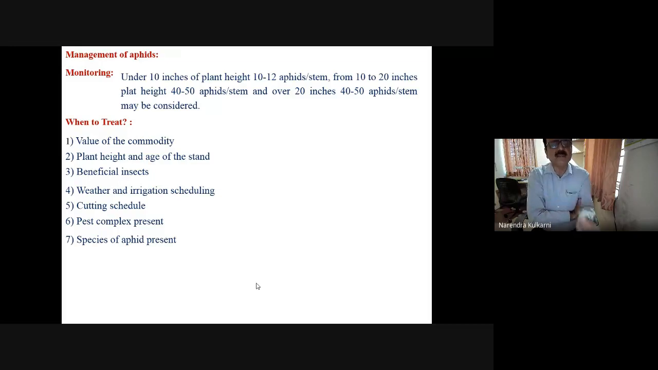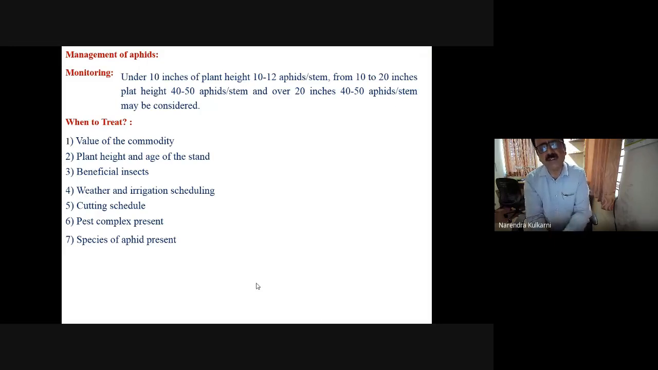Of course, sometimes when there is a serious problem of disease and pest, we have to recommend alternate methods or relatively economic pesticides. We are aware of new generation chemicals as well as old generation chemicals, but still, looking into the value of the commodity, we recommend relatively cheap chemicals which can take care of these insects. So there are various factors before recommending: plant height, beneficial insects. When the number of beneficial insects is higher, we can wait before spraying any insecticides. And cutting schedule. Sometimes if he has decided to cut his forage crop, there is no need to take up plant protection, because if he sprays today and cuts his lucerne within 2 days, what is the use? So looking into the cutting schedule also, there is no need for such plant protection measures. And species of aphids present.